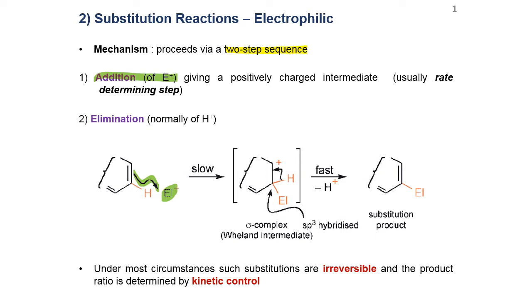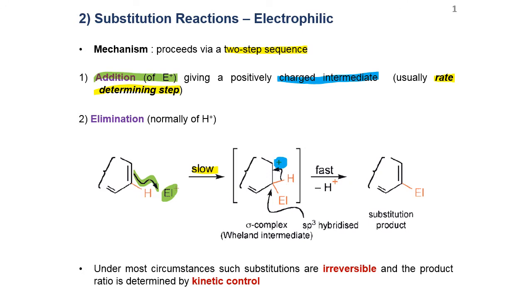After that, this will lead to the formation of the charged intermediate here, and this step is breaking the aromatic system. Therefore, the reaction is slow, and it is usually the rate determining step. Now, the second step is the regaining of aromatic system, and this can be achieved by elimination reaction.